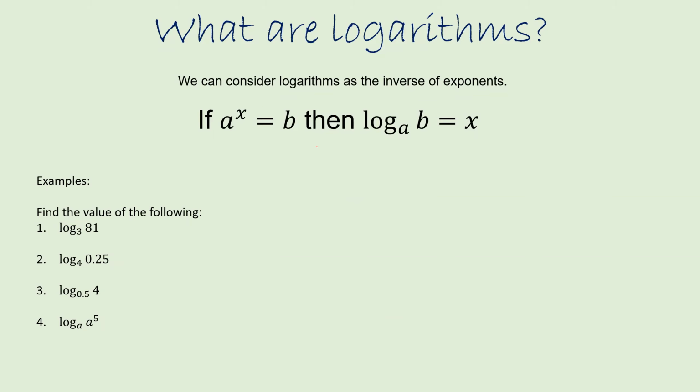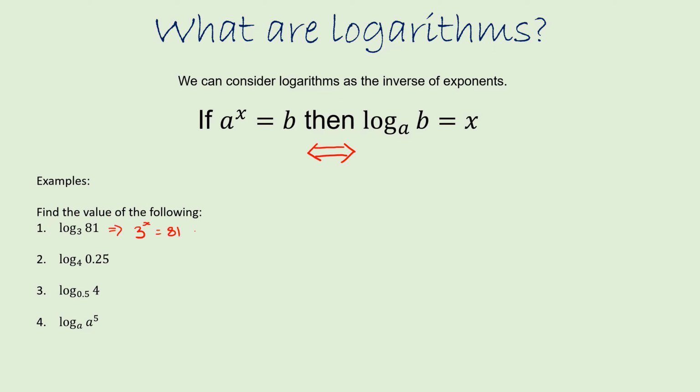Sometimes you'll see this written with a double-ended implies arrow on it like this, so you can go both ways between here. It's log base 3 of 81. We want to find the value of these. So what is this question actually asking me? Well, this is stating 3 to the power of something is equal to 81. So I want to figure out what that power is.